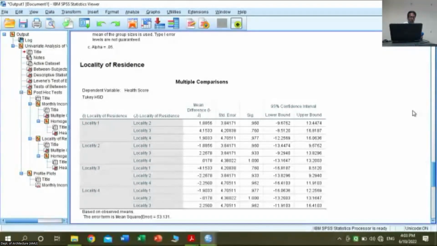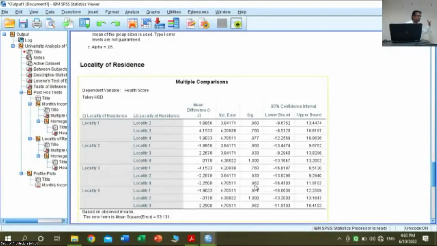Now we compare locality 2 with locality 3 and locality 4. When we compare locality 2 with locality 3, the p value is again 0.933, so locality 2 and locality 3 are the same, and locality 2 and locality 4 are also the same, because the p value is exactly 1, the maximum probability value. Okay. Now we compare locality 3 with locality 4. The p value is 0.962, that means locality 3 and locality 4 are also the same. So all the 4 groups are the same with respect to the mean health score. That's why our H naught was accepted here.